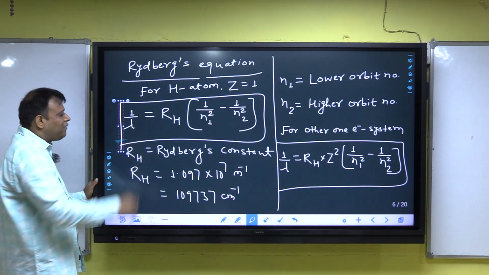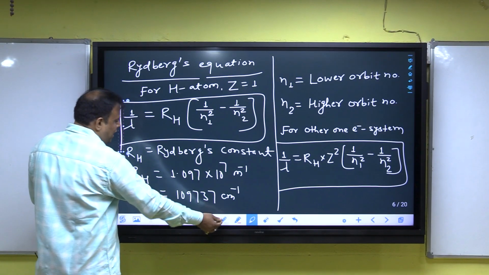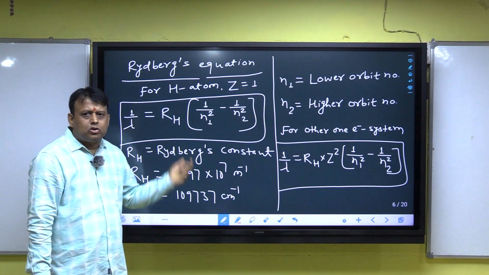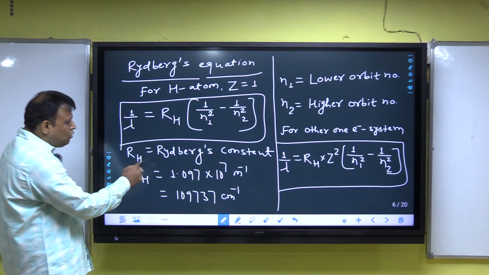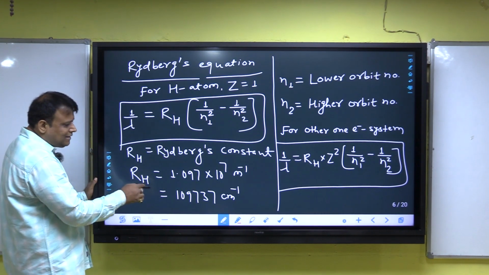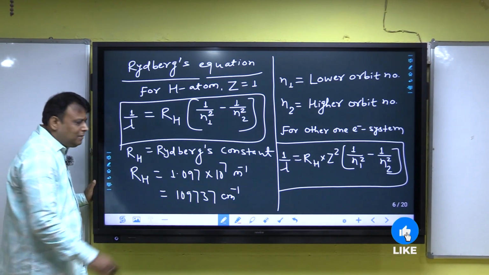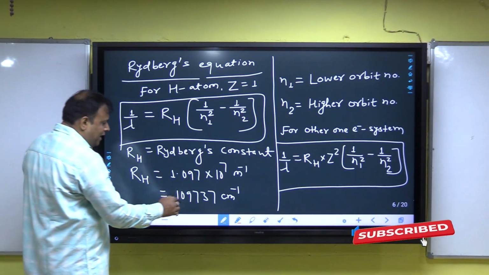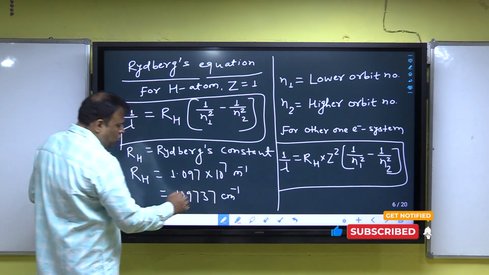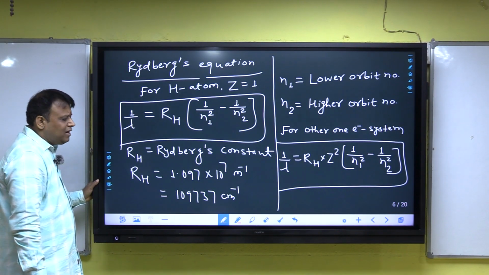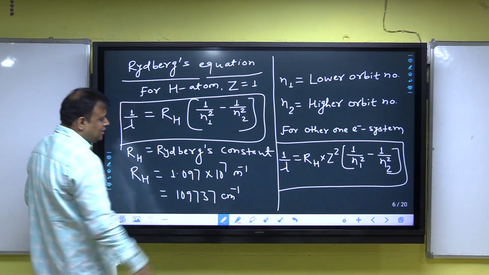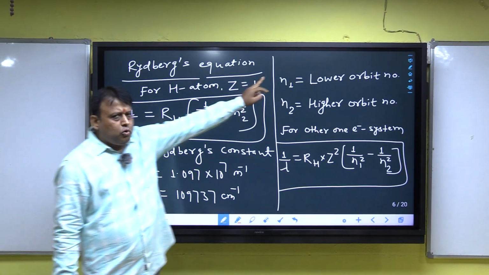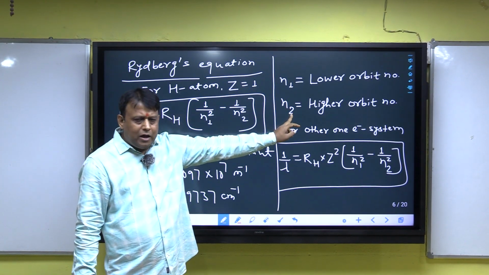Again I am repeating, the Rydberg equation is 1 by lambda equal to RH, where RH is called the Rydberg constant. Listen, the value of the Rydberg constant in the SI system is 1.097 × 10^7 per meter, and 109737 cm inverse. That is the value of the Rydberg constant. N1 is the lower orbit number, N2 is the higher orbit number.